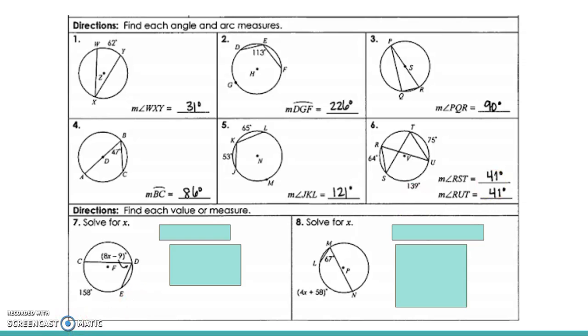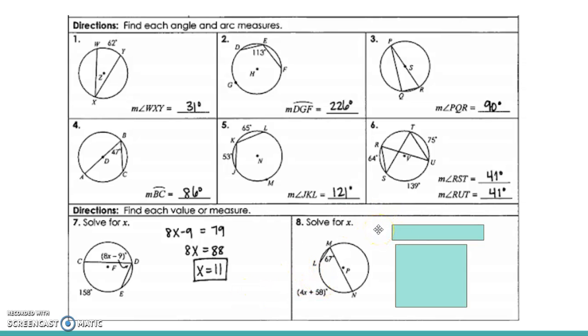Just like central angles, we can incorporate a little bit of algebra into these problems. So number 7, we're looking to solve for x. The relationship between my angle and my arc is my angle is half of that arc. So when I set up my equation, it's going to be 8x minus 9, that angle equals half of the arc, which is 79. And then when I solve for x, I find that x is 11.